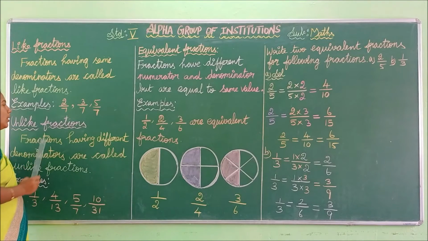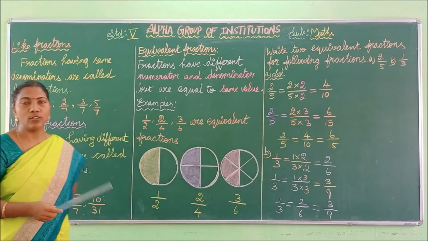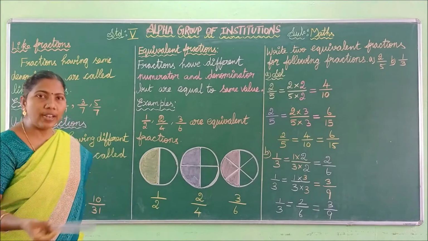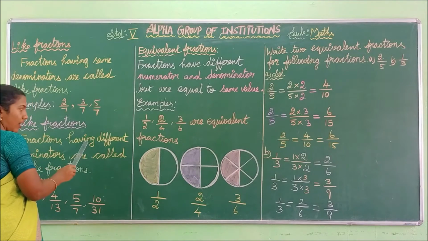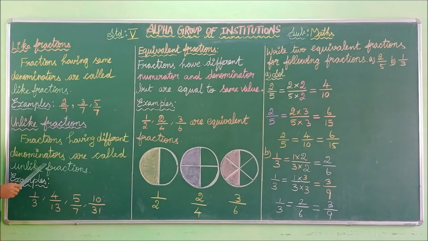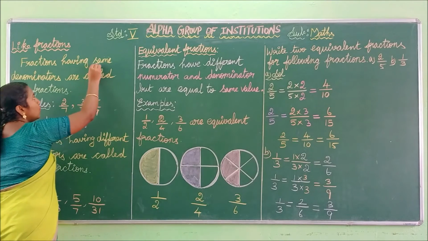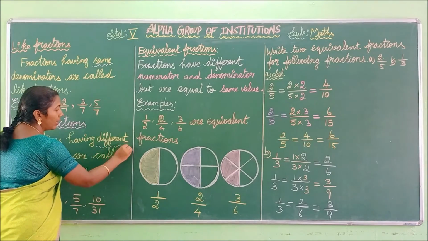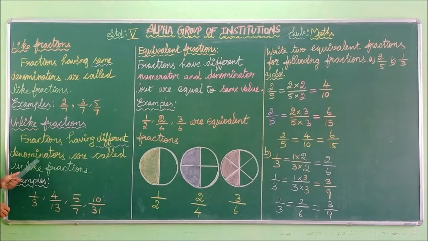Okay. Next we are going to see unlike fractions. What is unlike fractions? Yes, very good. Fractions having different denominators are called unlike fractions. Do you understand? Once again read the definition. For like fractions, you are having same denominator. For unlike fractions, you are having different denominators.